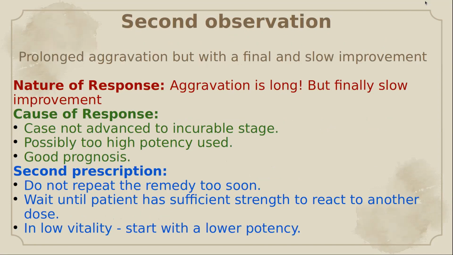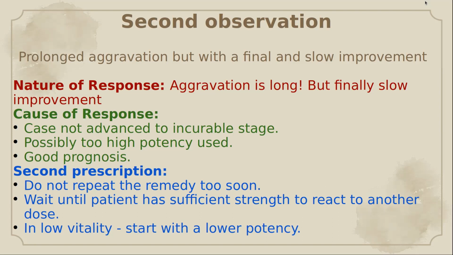The second observation, what we see in the follow-ups, the patient will say, okay, my condition was aggravated for a week, and then I felt a little better. Then I started feeling better. So the aggravation is long, but finally there is slow improvement. In this case, the improvement was there because the case had not advanced to the incurable stage. In the earlier case, it was the incurable stage and there was no improvement. Now there is improvement, and the aggravation was long because we gave too high a potency. And this is a good prognosis because finally the patient is improving.